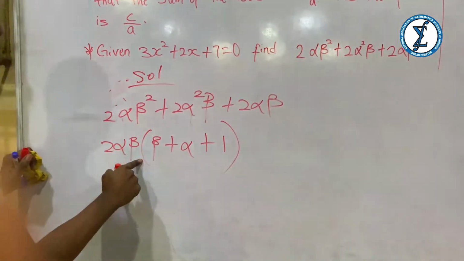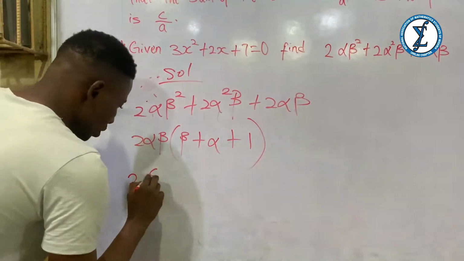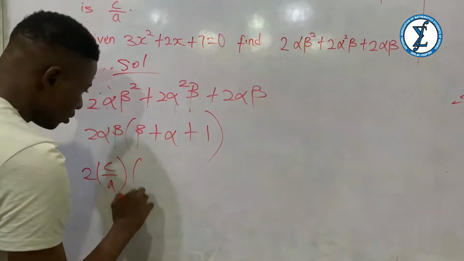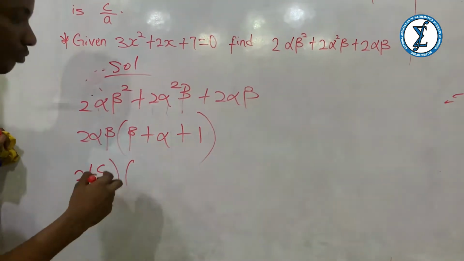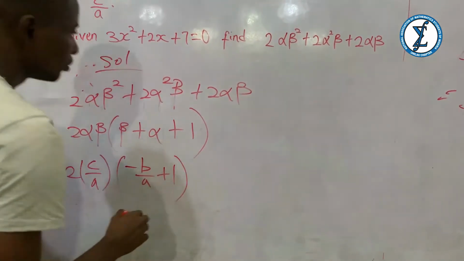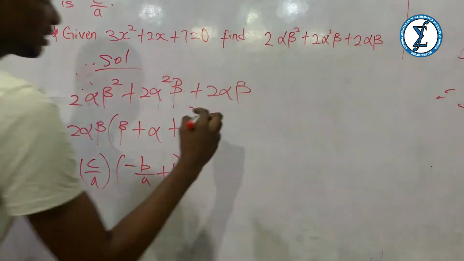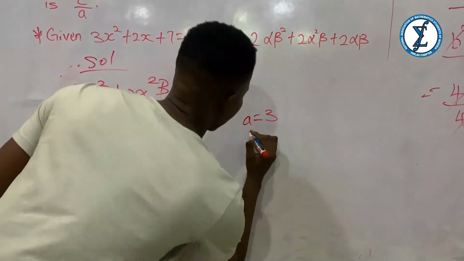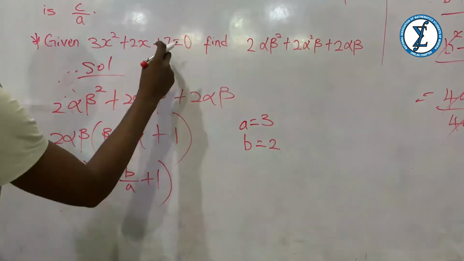So my alpha beta is what? C over a. So I'll have 2 times c over a. My beta plus alpha, which is the same as alpha plus beta, is what? Minus b over a, plus 1. So what is my value for a here? My a is 3. My b is what? 2. And my c is 7.